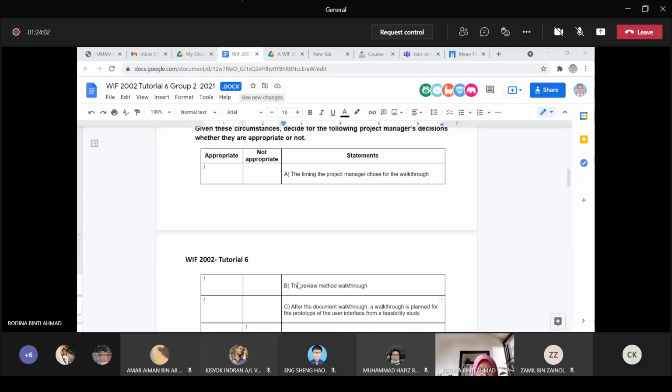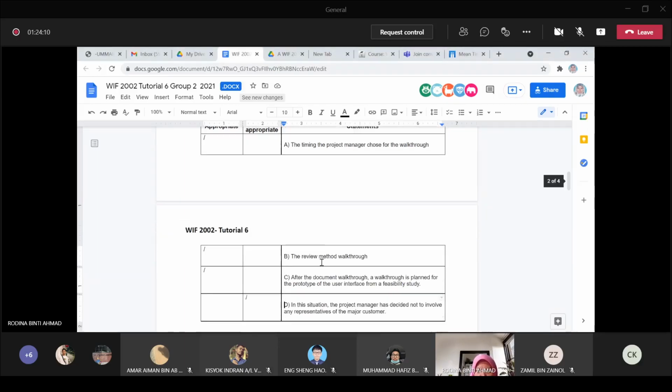Liani, do you have any reason for saying that this step is inappropriate? Liani, are you there? Nur Iliani. No, not clear, is it? Okay. Muhammad Hafiz, what do you think, Muhammad Hafiz?